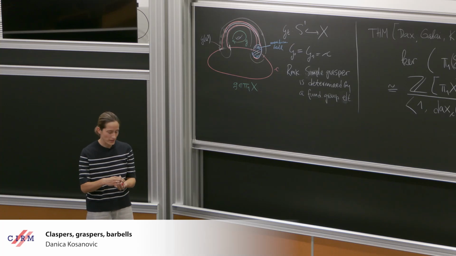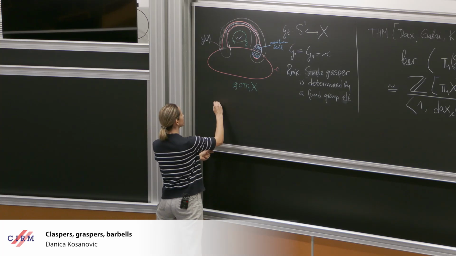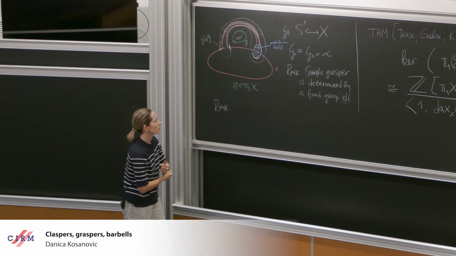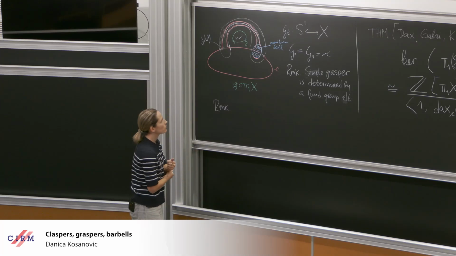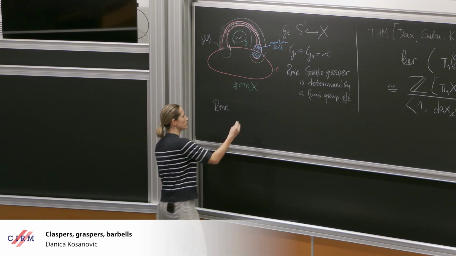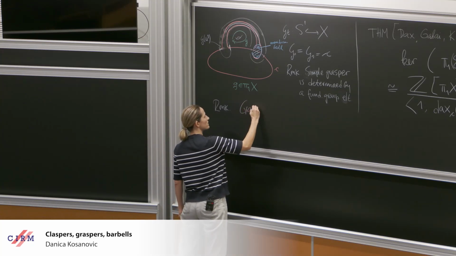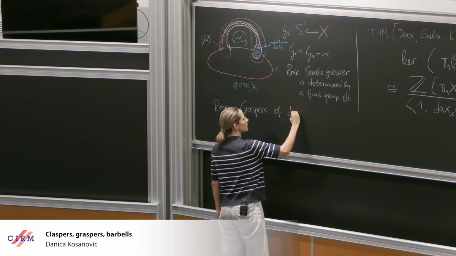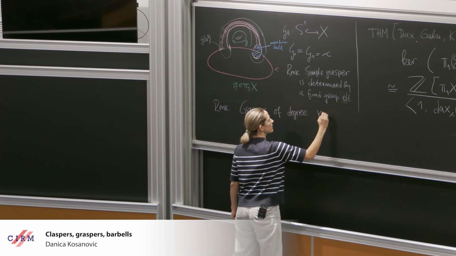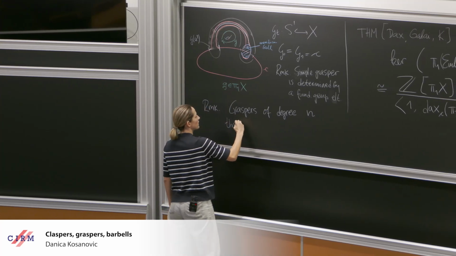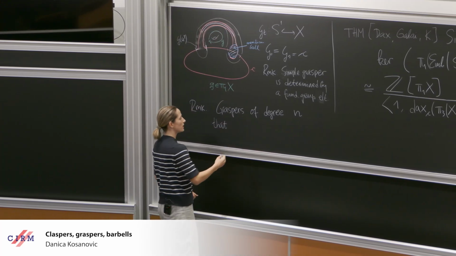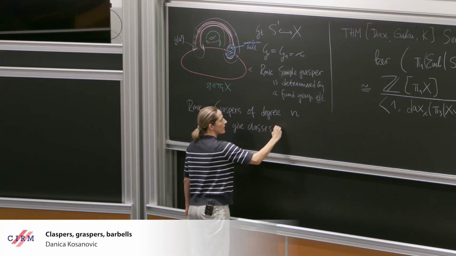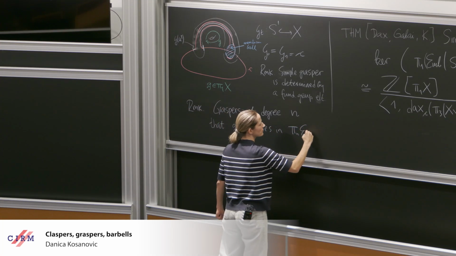But actually, this brings me to another point. Why are these called graspers, and why do I give them a name at all? This is because actually you can generalize this to graspers of higher degrees. So these are actually degree 1, but there exist graspers of degree n that give classes in pi n of embeddings.